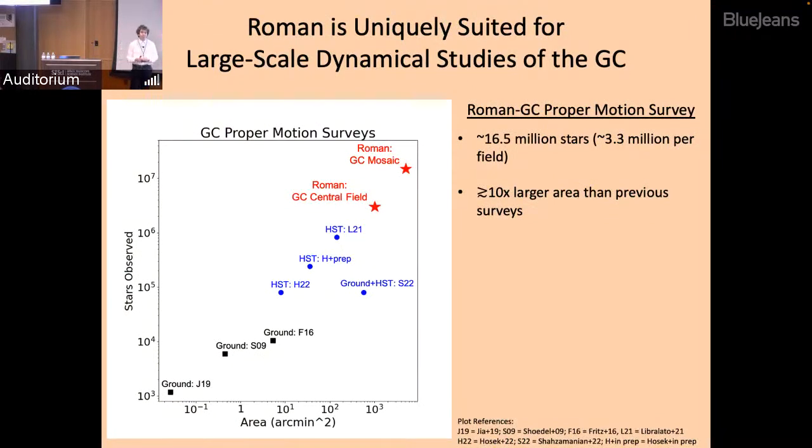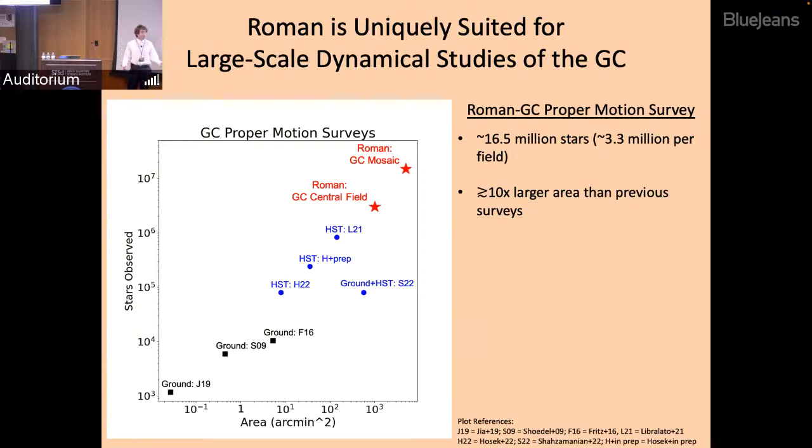So to quantify this a bit further, this is a plot of number of stars observed as a function of observed area for current proper motion surveys of the Galactic Center compared to what we could do with Roman. The black points down here are proper motion surveys taken from the ground. When you observe from the ground, we have to correct for the turbulence of the Earth's atmosphere in order to get the spatial resolution to observe the stars of the Galactic Center. And the penalty you pay for that is that you're really only able to get astrometry over a relatively small field of view at once. That's why the ground-based surveys are focused on the lower left part of this plot.